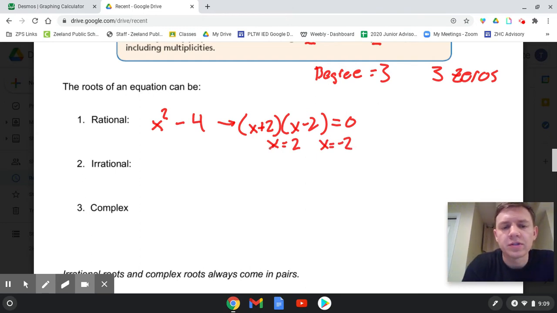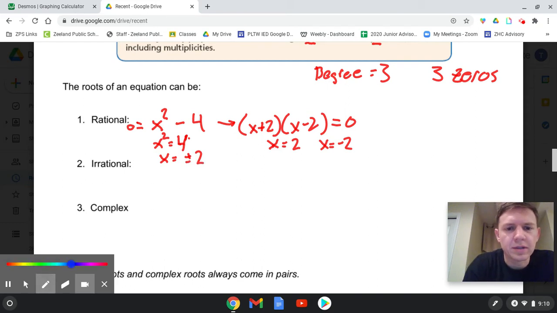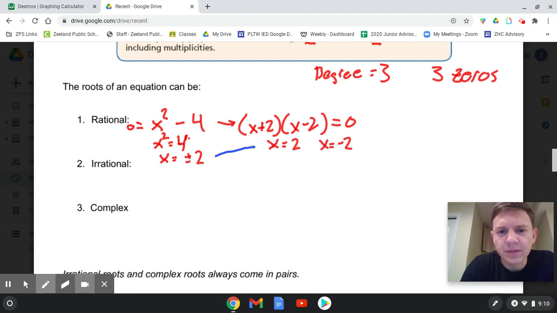Or just do it another way. Set this equation, x squared minus 4, equal to 0. X squared equals positive 4 after you add 4 to both sides. And then x equals plus or minus 2. It's the same thing, right? X equals 2, x equals -2.